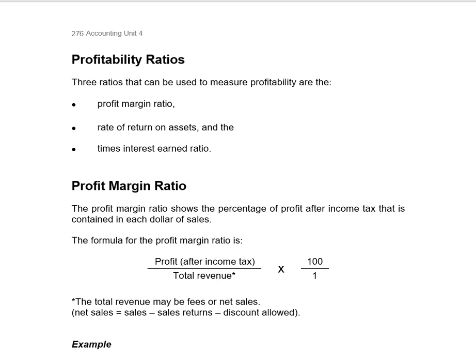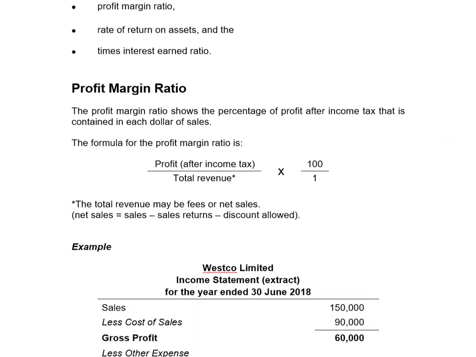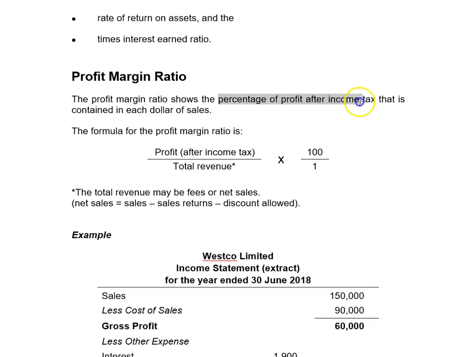Now in the profitability ratios, which can be found on page 276 of the textbook, there are three different ratios that can be used to measure profitability. And I think the term profitability itself is quite straightforward. It basically measures how profitable a business is. So the three ratios are profit margin ratio, sometimes called profit ratio, rate of return on assets, and also times interest earned. Now, the first ratio, called profit margin, shows the percentage of profit after income tax that is contained in each dollar of sales, right?